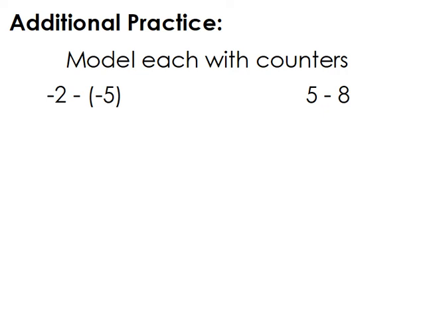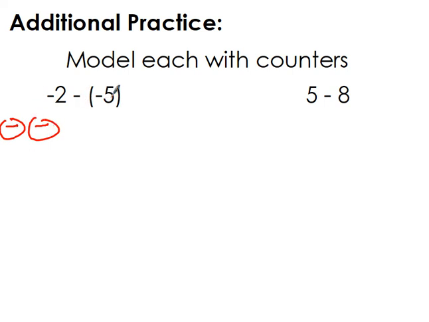All right, let's look at another one here. If you want, please pause and try this one on your own. This is a good one to try, and then we'll also try 5 minus 8 on our own. So negative 2 minus negative 5. Now I'm starting off with 2 negative chips. That's fine. When I model, I'm going to start with my 2 negatives: negative 1, negative 2.